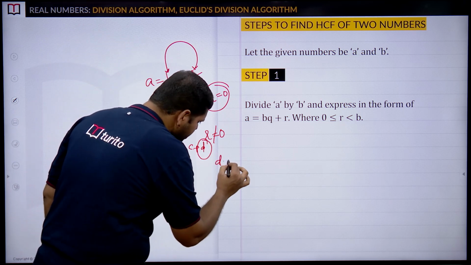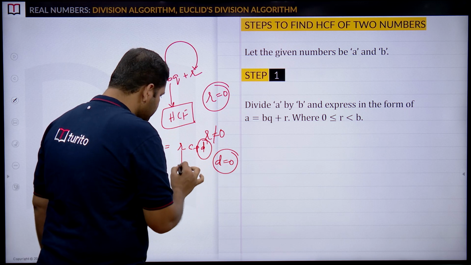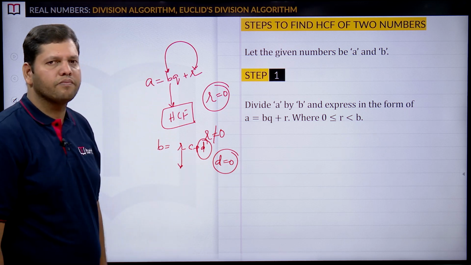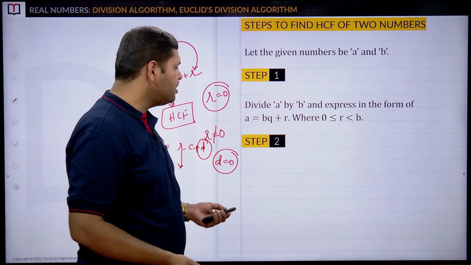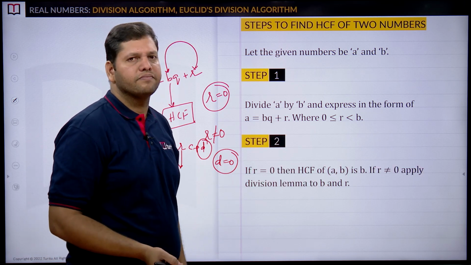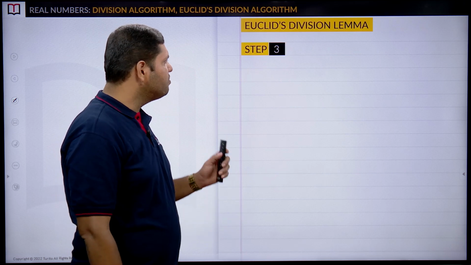If you get the remainder D equal to 0, then we can say R is the HCF. So the same procedure we have to continue till we get a remainder equal to 0. See here. Okay. So that is the Euclid division algorithm.